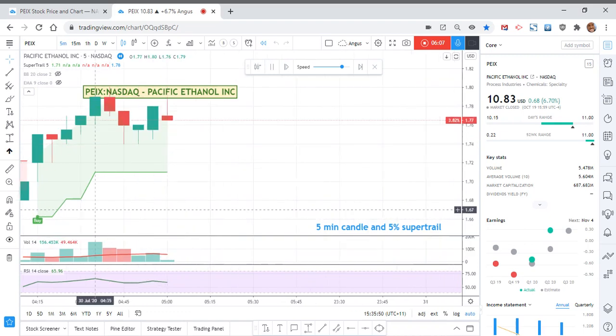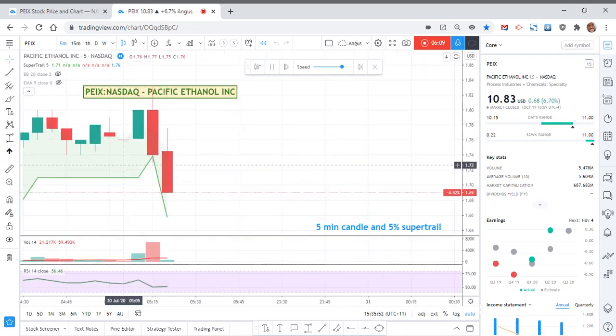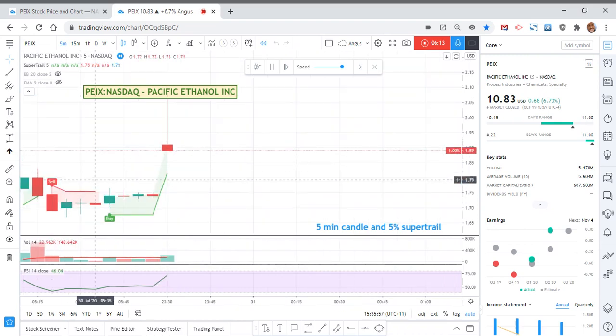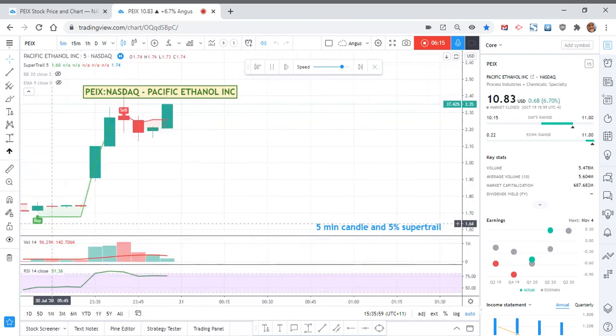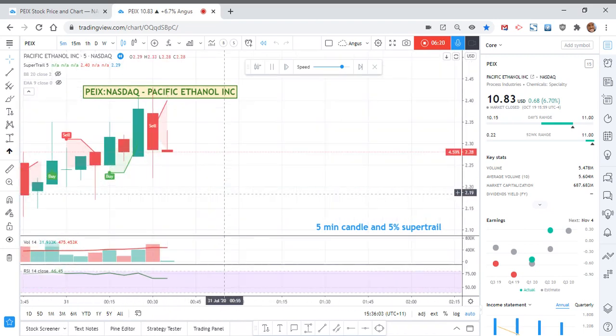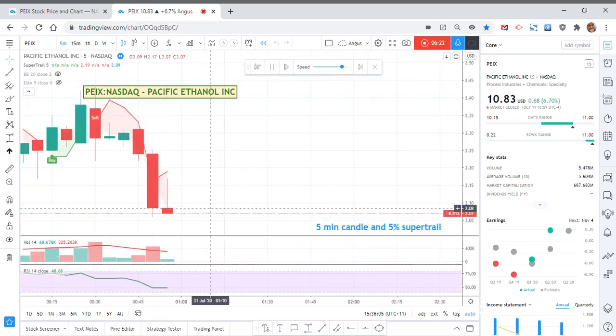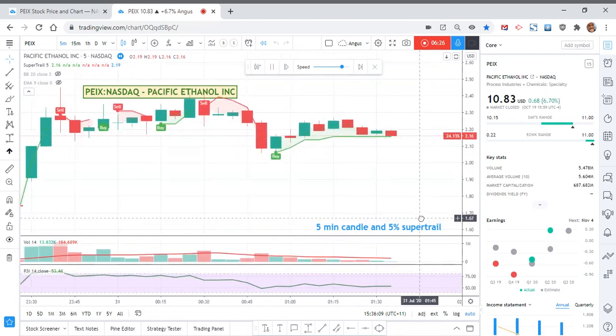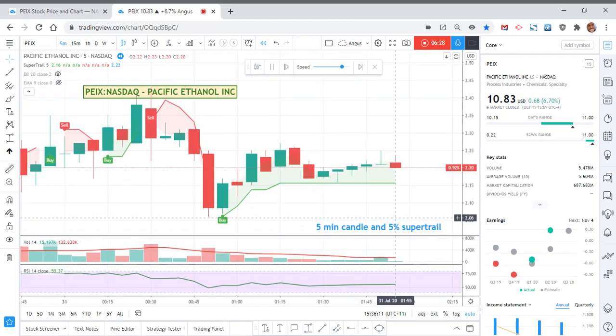You can see that the idea is that when it breaks through that 5% trail, it'll give you a sell signal. And then when it goes back above it, it'll give you a buy signal. So that would have been a nice little gain through there. I've gone a fair bit. It's going to be better if we're further across the screen. So let's just try that. Yeah, there we go.